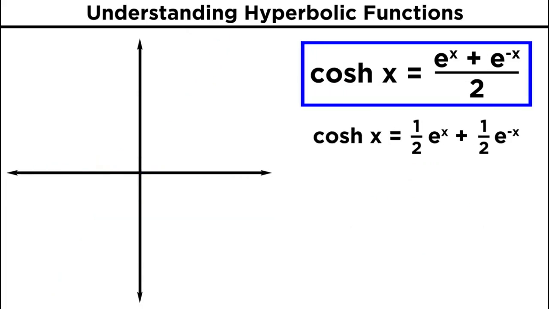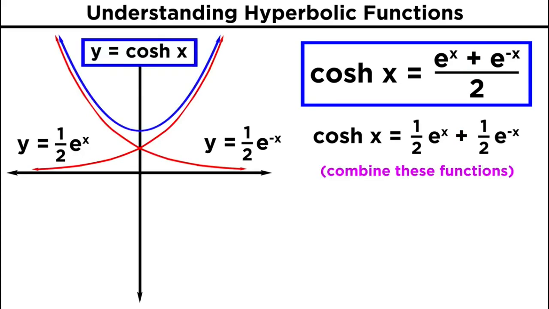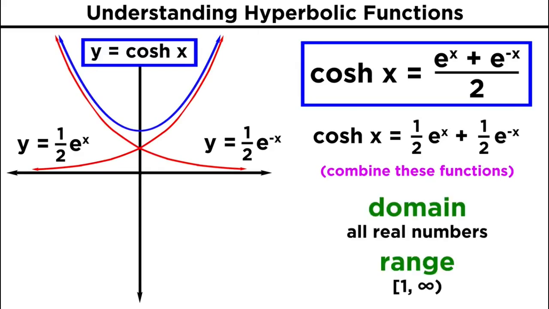What about hyperbolic cosine? That will be the same as hyperbolic sine, we just switch this minus to a plus. That means that the part of the hyperbola that was below the x-axis is now above it, and if we add up these curves, we get hyperbolic cosine, which will look a bit different. This one has a domain of all real numbers, but the range will be from 1 to positive infinity.